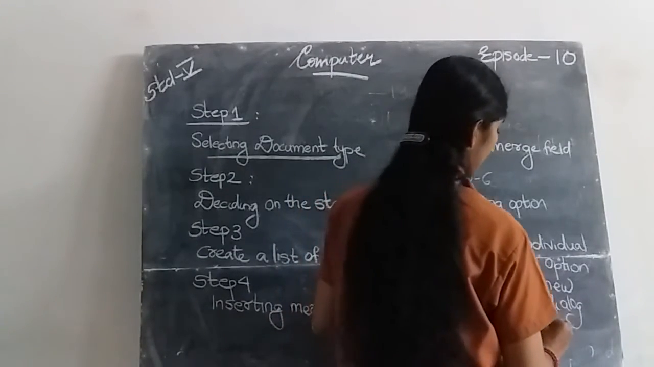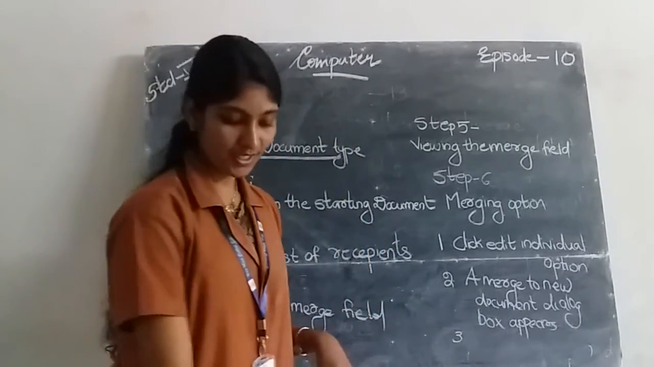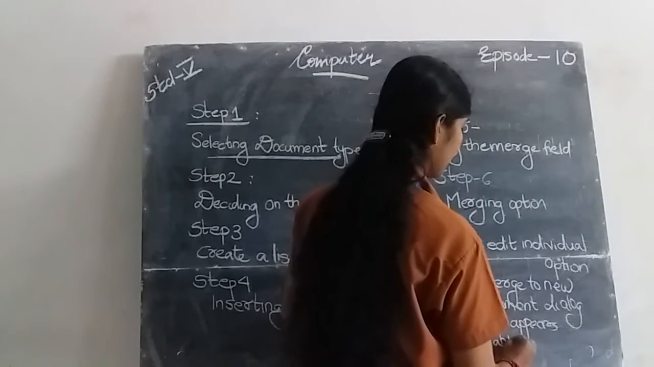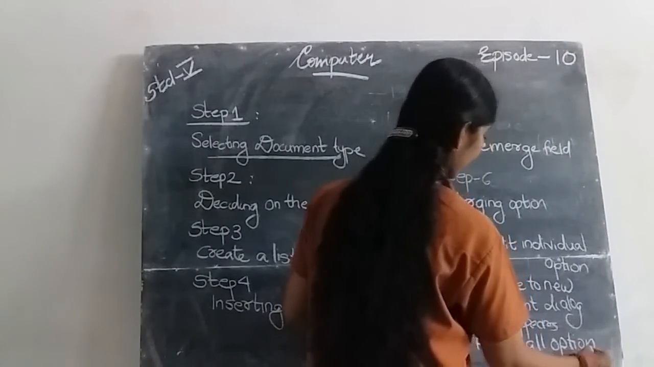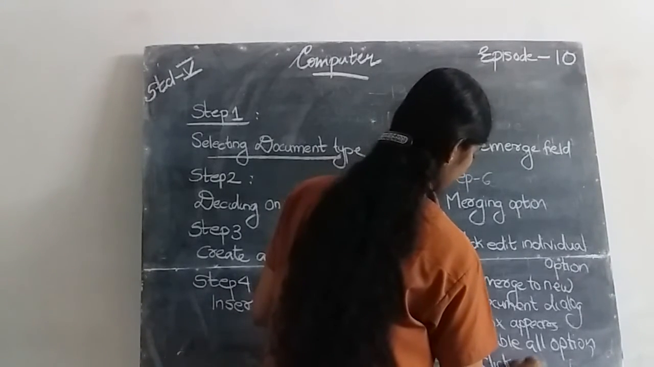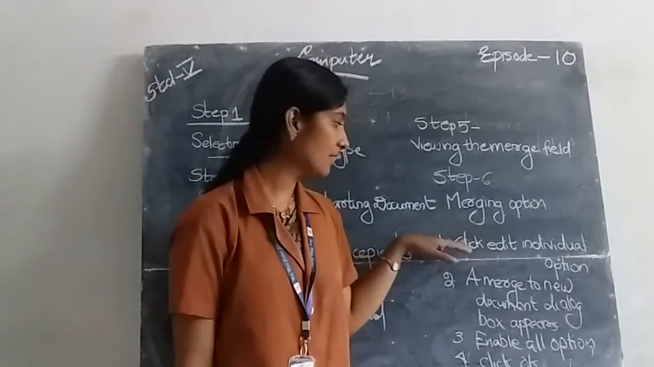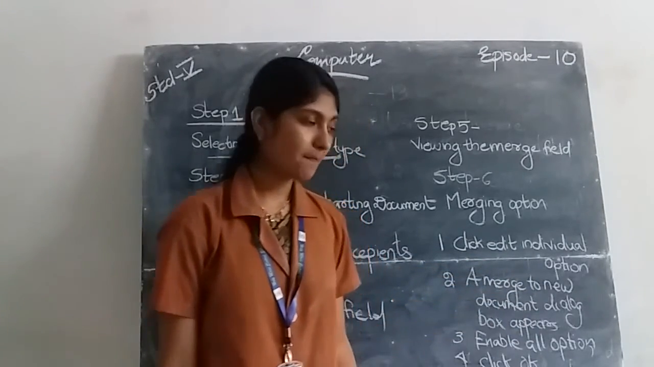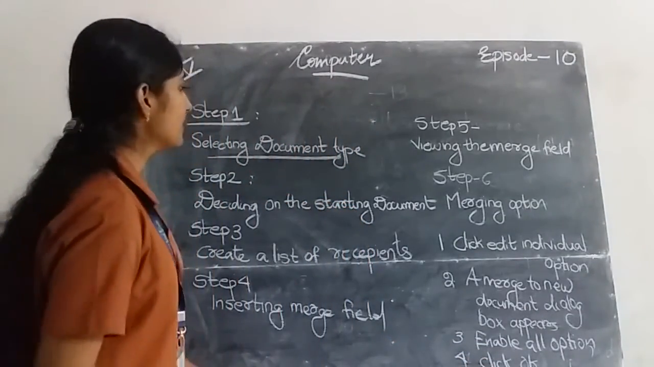Then the third step is what? Enable all option, then click OK button. Enable or select all option. Then finally the fourth step is click OK. Okay, these are the four steps. First, for the merging option, click edit individual option. A merge to new document dialog box appears. So enable all option from it. Then click OK.